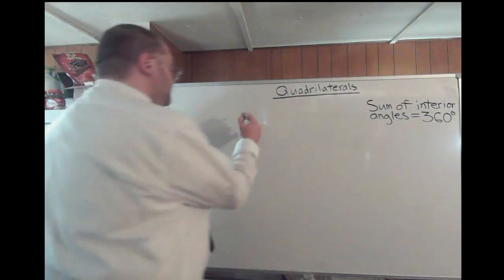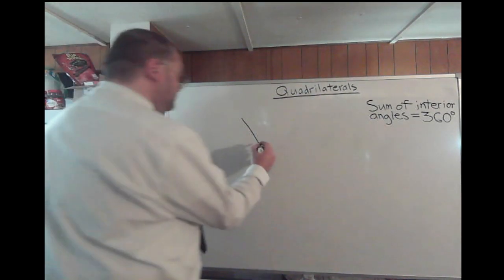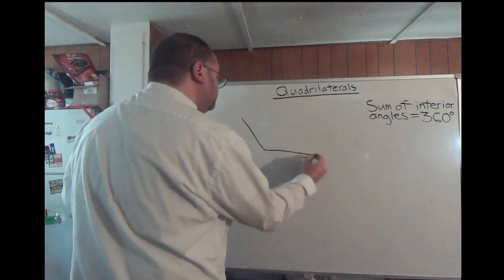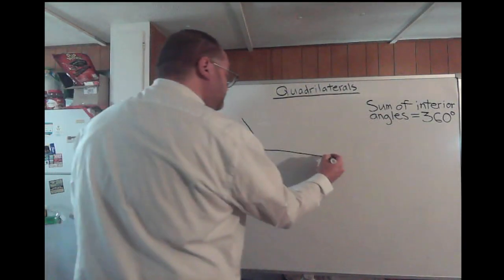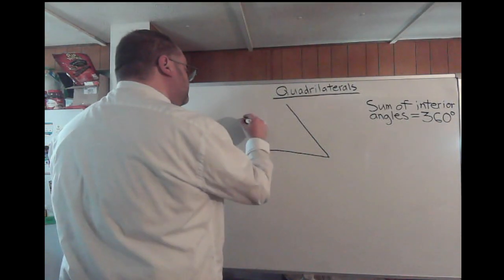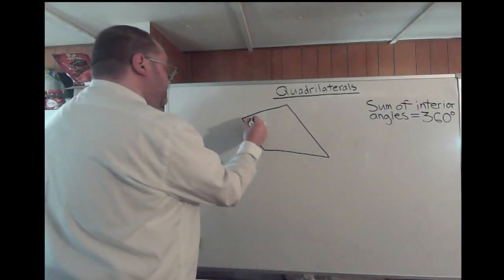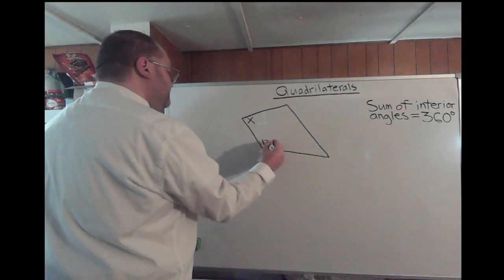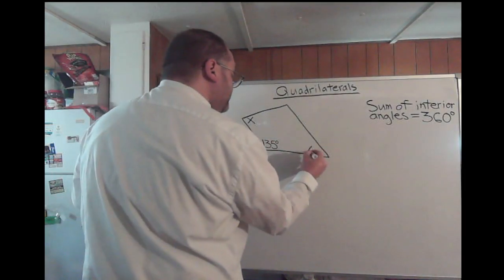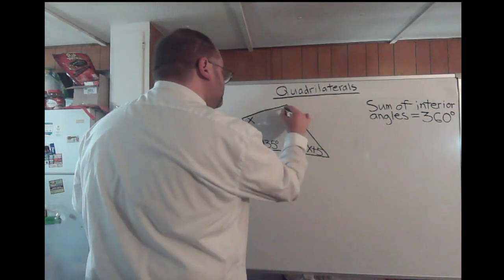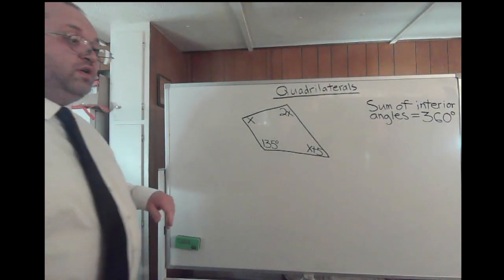One more problem like this. All right. So we got x here. We have 135 degrees here. This is x plus 5, and then this is 2x. So all of a sudden, we have 3 angles we got to solve for.